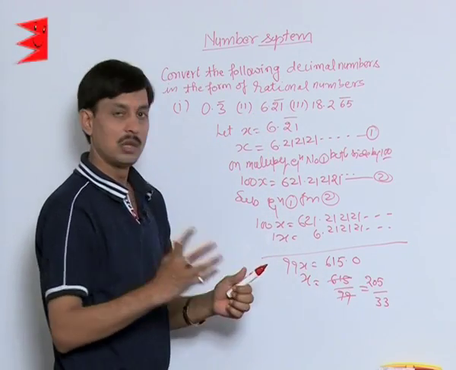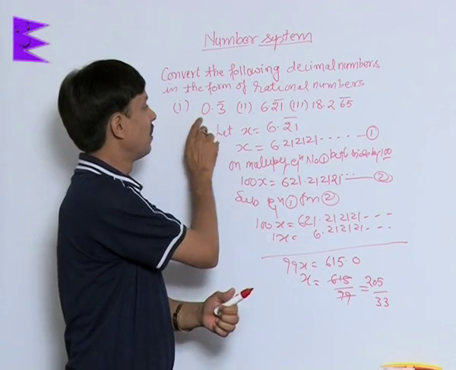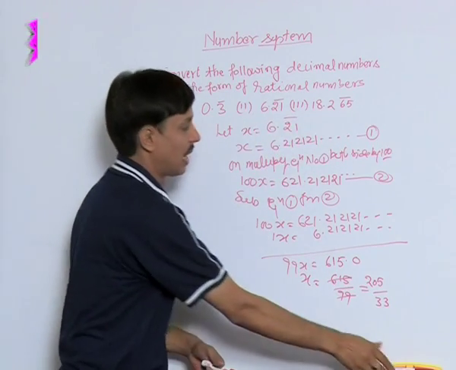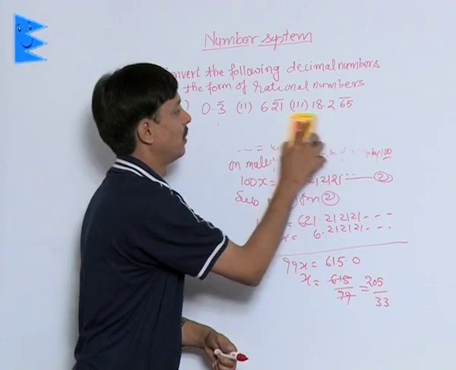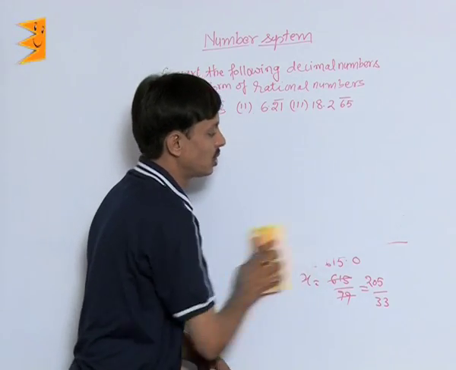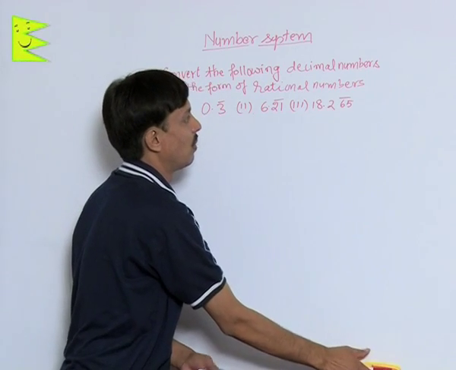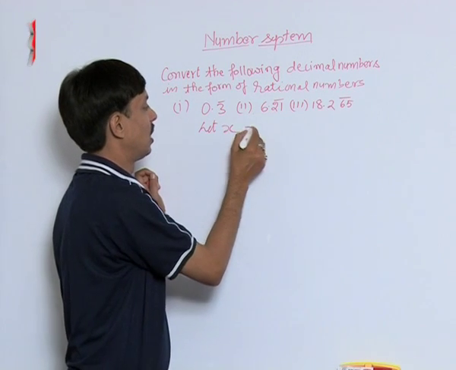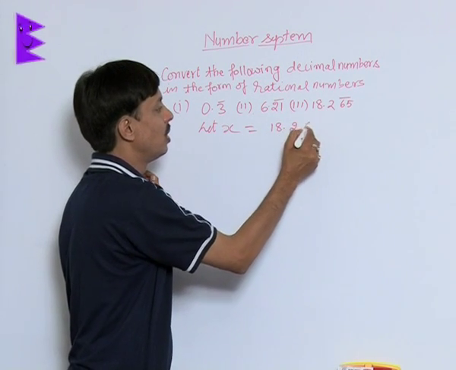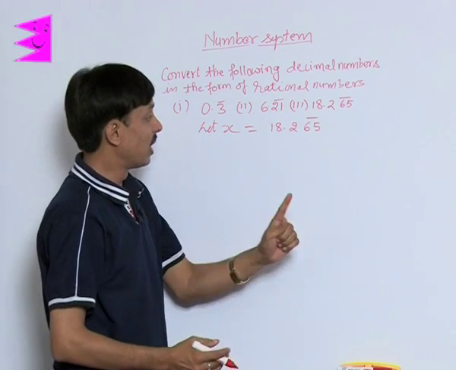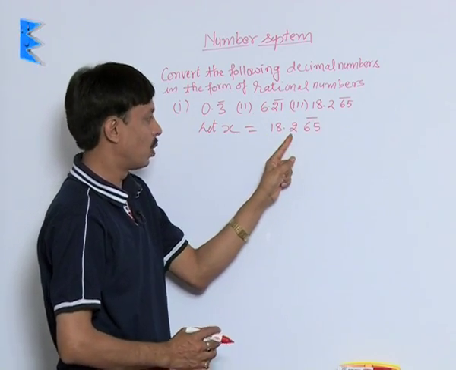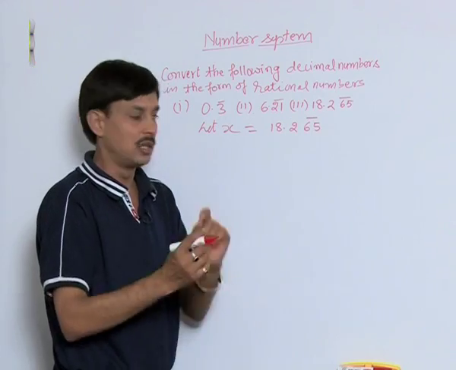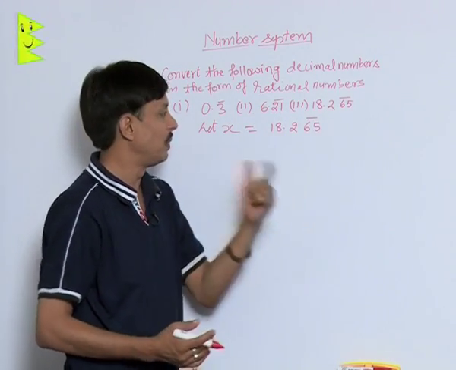Now I am telling you the most difficult example, because the level of difficulty is increasing: easier, a bit difficult, and then more difficult. I am explaining how to convert 18.265 bar in the form of P by Q. Again, the first step is the same. Whatever we want to convert, let that value be x. x equals 18.265 bar. Here, the point to note is that the bar is not on 2, the bar is only on the 6 and 5. First step is putting the decimal on the place from where repetition starts.